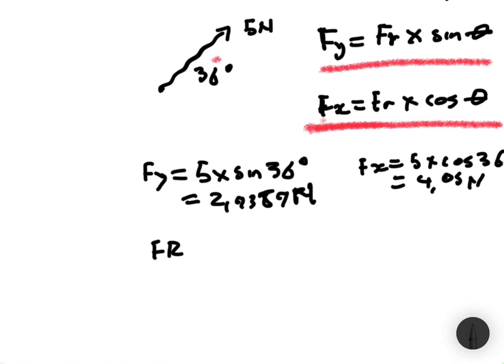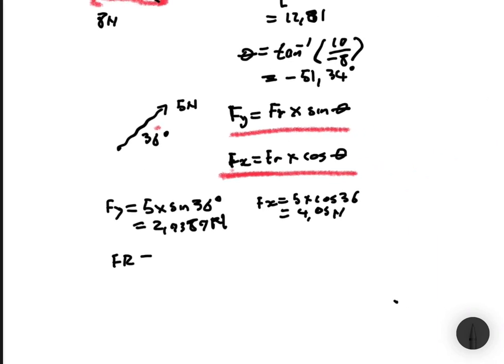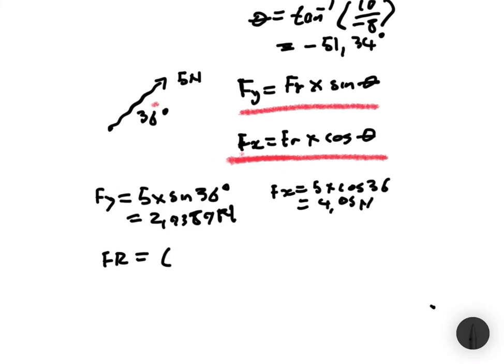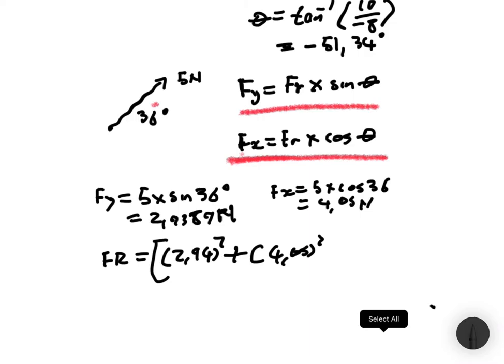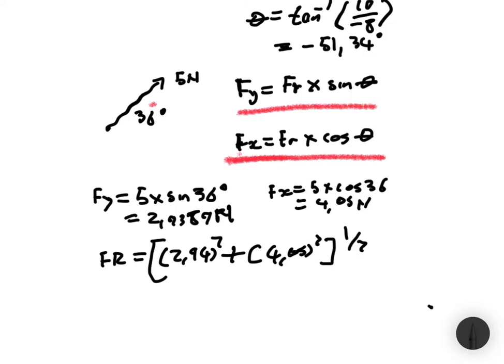So let's not even put a square, because now we already know the formula we're supposed to use, right? So we're going to have 2.94 squared plus 4.05 squared, and then we take everything to the power of a half, which is just another means of square rooting. So 2.94 squared plus 4.05 squared.